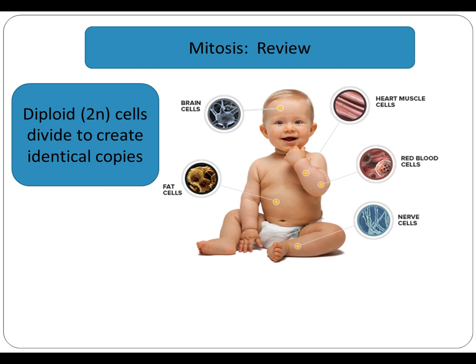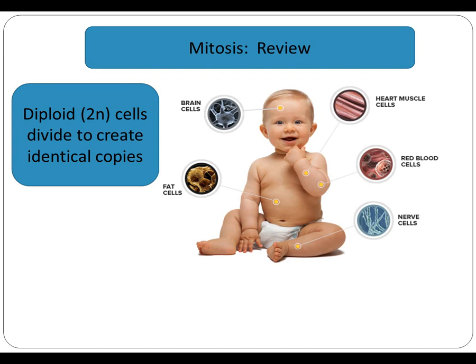Which is 2N, so 1N from your mother's egg, basically. How many came from one egg from your mother? Just 23. And the other 1N, 23 from your father. So all your body cells, your somatic cells, would have a total of 46, or we could just say 2N. 2 times the N represents the human 23. Diploid cells.